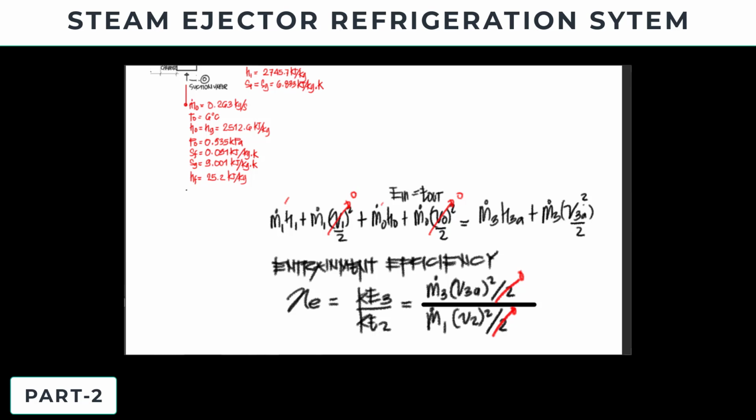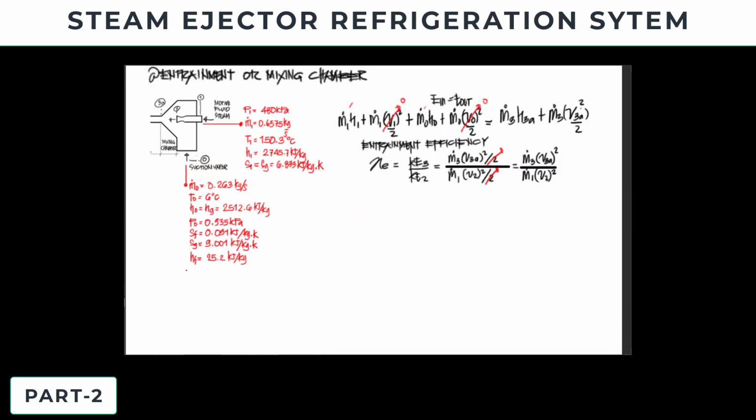And what is left in our equation, we have the mass flow rate 3, we have the specific velocity 3a that will be squared, and this is all over the mass flow rate 1 times velocity 2 squared. Now, to get the value of velocity 3, kailangan natin dito sa point na ito. So, we can transpose the equation here.